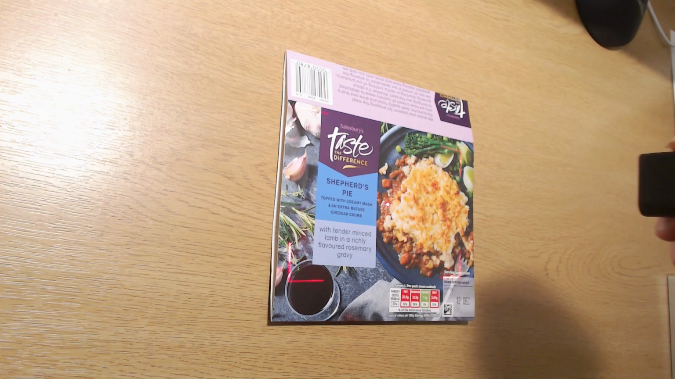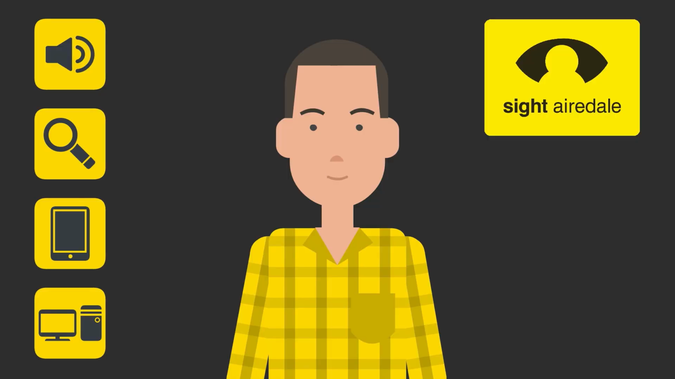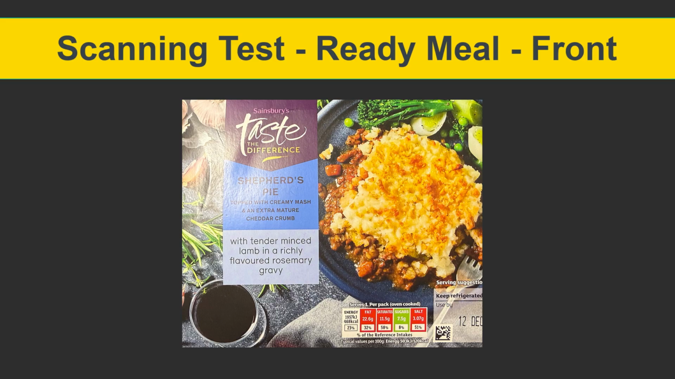Next, I used the OrCam to scan a Sainsbury's Taste the Difference ready meal. Shepherd's pie, topped with creamy mash and an extra mature cheddar crumb. On the front of the package, there is the Sainsbury's Taste the Difference logo, which has the word Sainsbury's in light purple text on a dark purple background, followed by the word taste in a stylized font, and then the word difference. When I scanned the front of the package, the OrCam completely ignored the Taste the Difference logo.